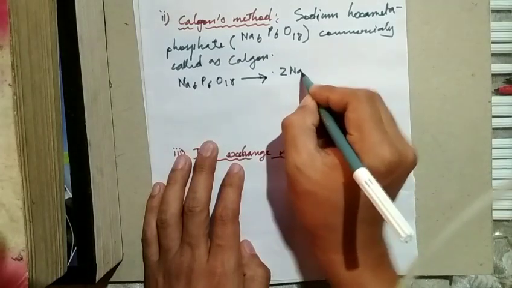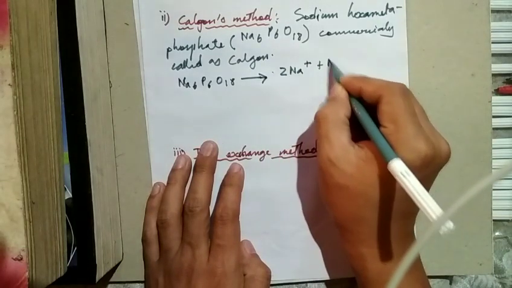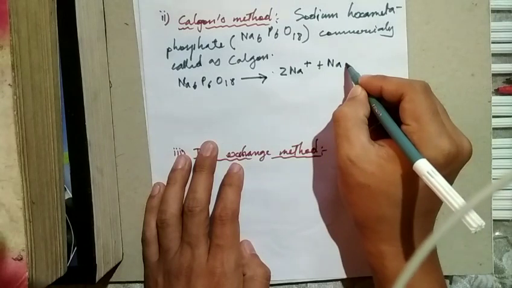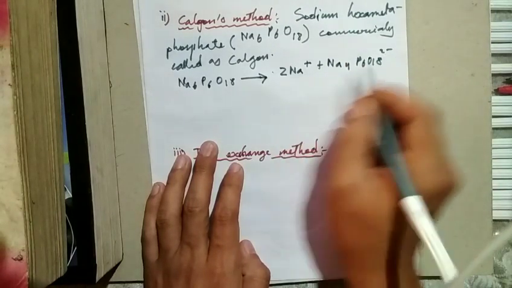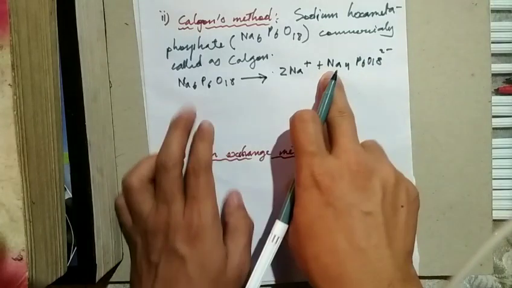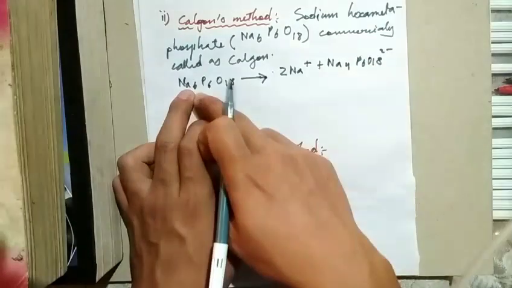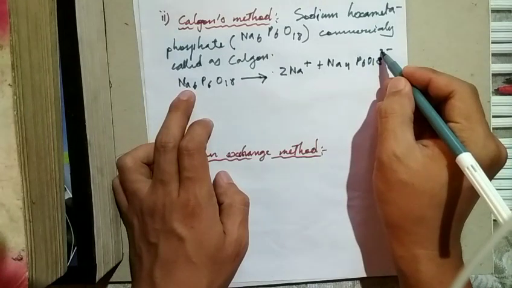To Na plus, Na4P6O18 2 minus. So in this molecule, 2 Na is removed, so this becomes 2 minus.